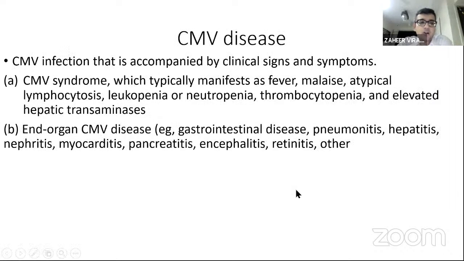So basically, how can CMV present in your transplant patients? They can present like any viral infection with fever, malaise, atypical lymphocytosis, leukopenia, neutropenia, thrombocytopenia. Now we are going through a pandemic. So if you see a patient with fever and leukopenia, everybody jumps to COVID. But one has to keep in mind that we could have other infections post-transplant.